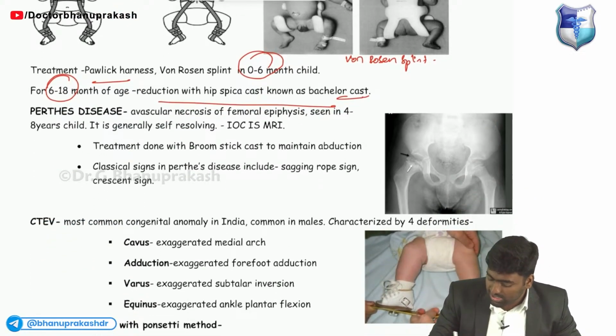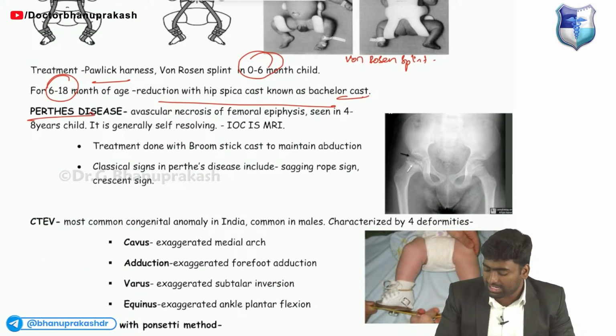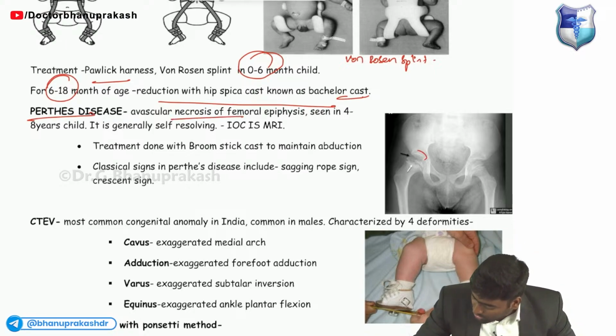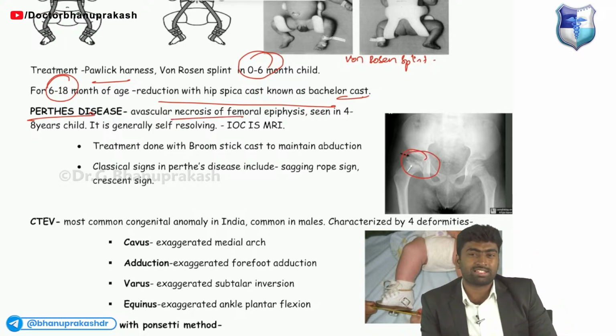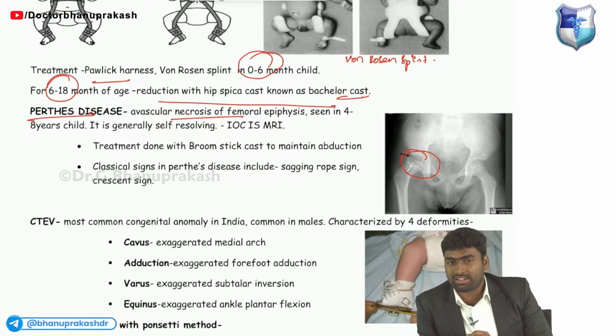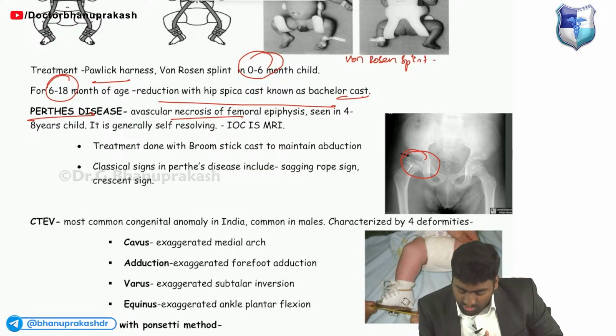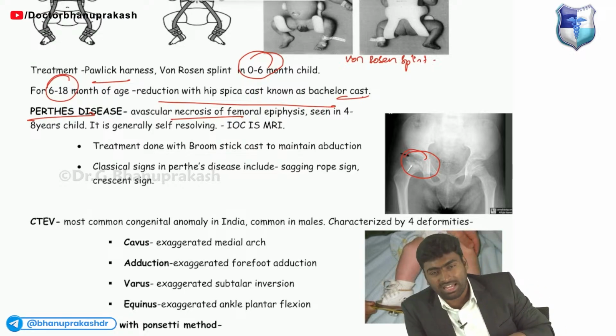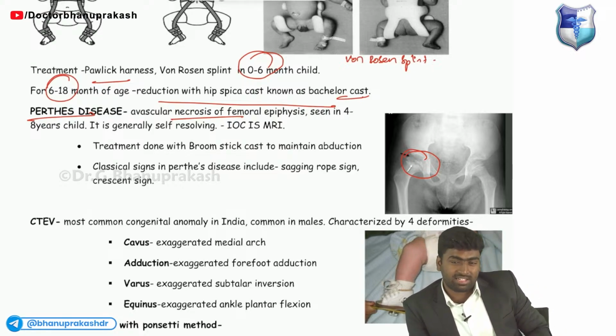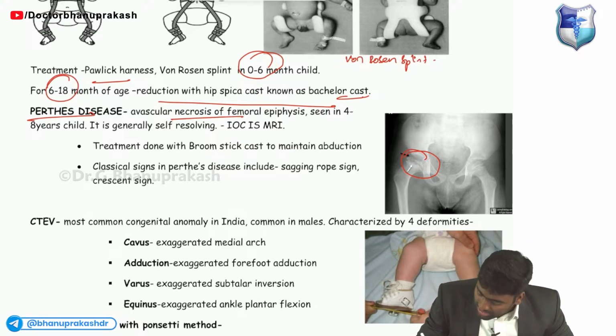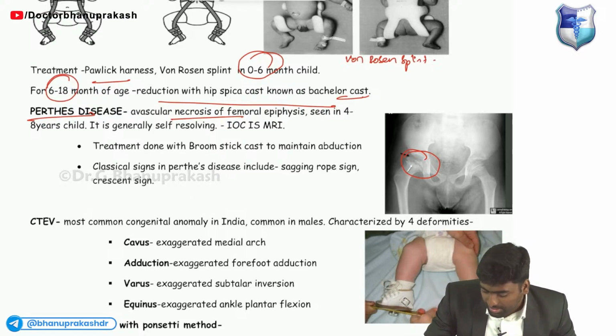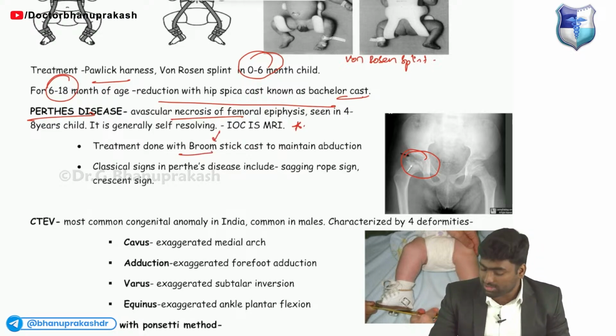Next one is known as Perthes. Perthes is nothing but a necrosis of the femoral epiphysis. The femoral epiphysis becomes necrosed because of avascularity, obesity, or some idiopathic reasons. If there is any necrosis of the head, it will be seen early with the help of MRI. We know it is a pediatric condition, still we will do MRI. For treatment we apply a cast called the broomstick cast.